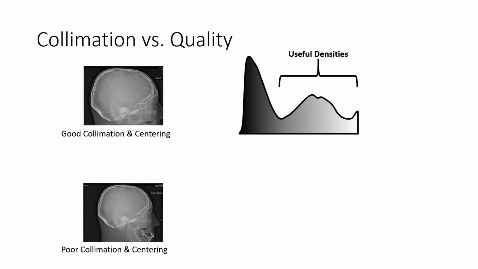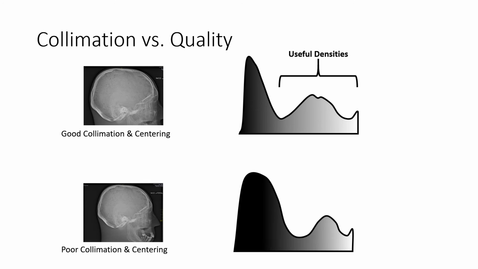The bottom radiograph is poorly centered and collimated. It is easy to see on the radiograph and the histogram that many more pixels are devoted to the dark black densities. These unnecessary black pixels reduce the number of pixels that carry useful information about the skull. Also, the computer will have a more difficult time correcting this image because its histogram differs significantly from the ideal image.